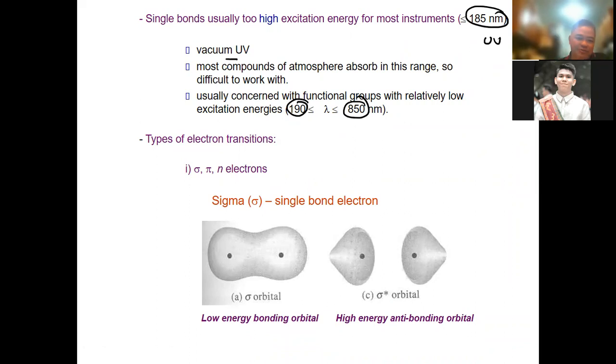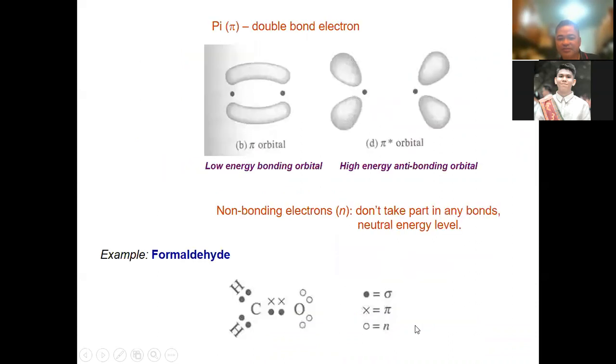Now you have this type of electronic transition. Okay, so you have the sigma, pi, and n electrons. If you have the sigma, that's a single bond electron. So you have the sigma to sigma star. I think this is general or inorganic chemistry. Usually the sigma star is the one that has a higher energy level. One is the bonding and the other one is the anti-bonding orbital.